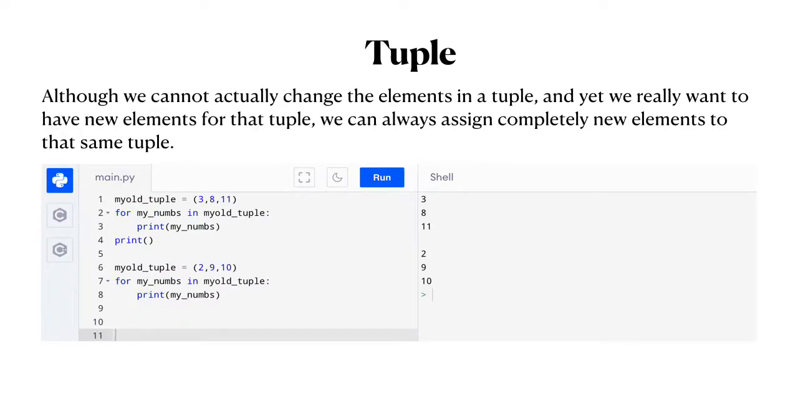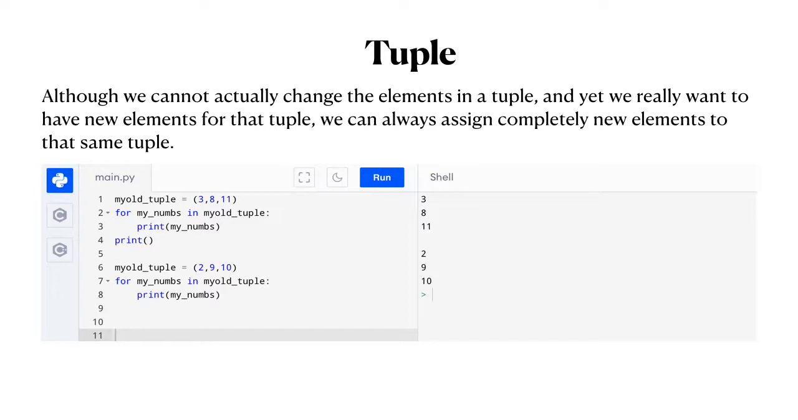Karon, what if gusto gyud nako pulihan ang sulod sa akong tuple? Again, that would be impossible. Dili na ma-change ang elements. So, ang mitigation ana, why not we'll create a new tuple with the same name. So, malabitaw nag-assign lang taong new variables to sa kana nga name sa tuple. So, although we cannot actually change the elements in a tuple and yet we really want to have new elements for that tuple, we can always assign completely new elements to that same tuple.